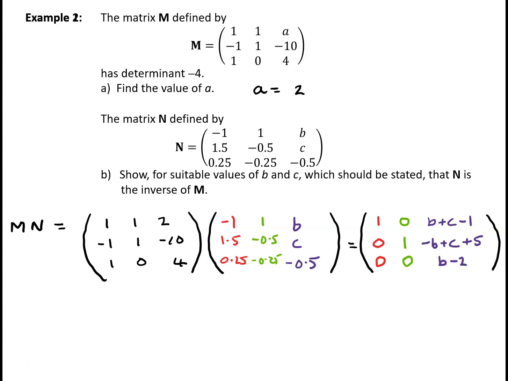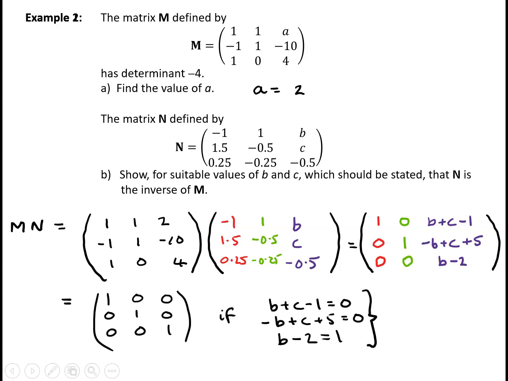Now, if N is the inverse of M, then M times N must equal 1, 0, 0, 0, 1, 0, 0, 0, 1, which will be the case if b plus c minus 1 is 0, minus b plus c plus 5 is 0, and b minus 2 equals 1. Well, if I have b minus 2 equals 1, that certainly gives me b equals 3. b plus c minus 1 must equal 0, would tell me that c had to be minus 2.